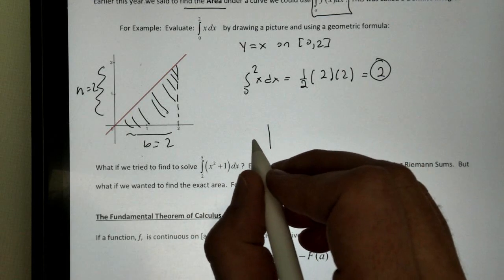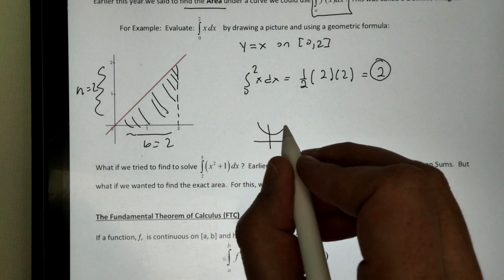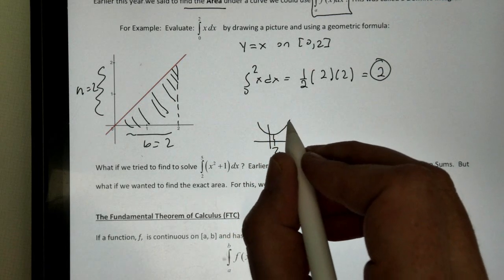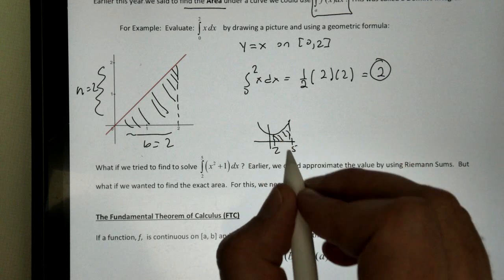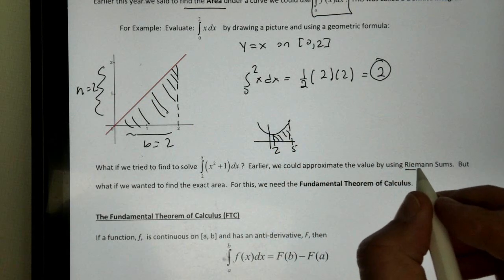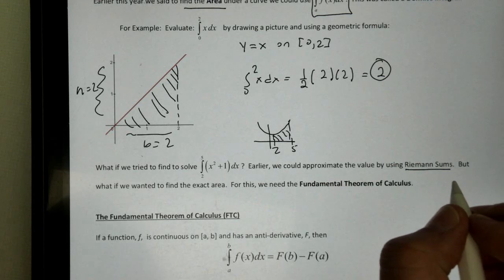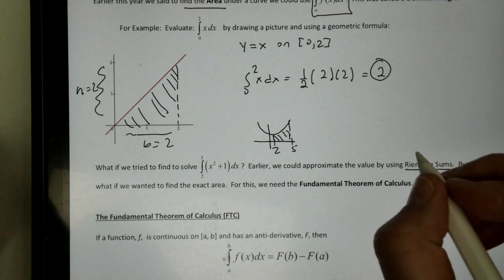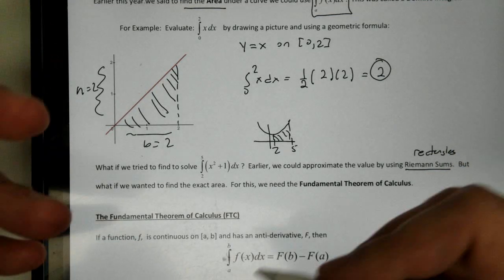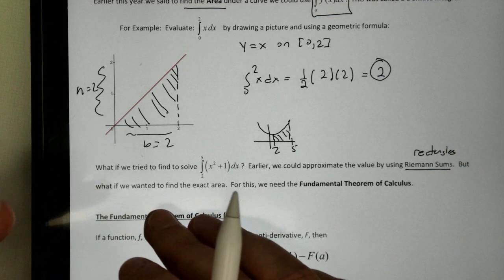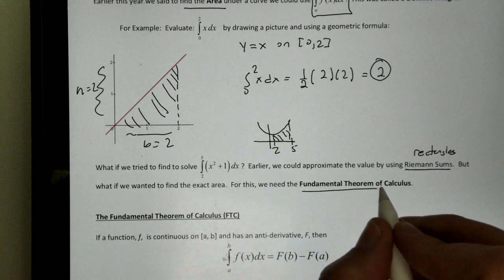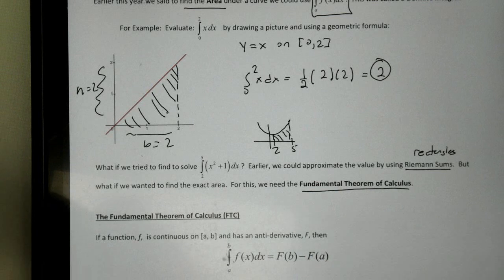However, what if we wanted to try to find the area under a parabola? For example, if I draw this parabola right here, and we want to find the area from 2 to 5. Well, we can't get the exact area. So we said we can approximate this by using what we called a Riemann sum, or using rectangles. Another way we could have solved it is by using trapezoids. But we could not find the exact area. For this, we need the fundamental theorem of calculus.